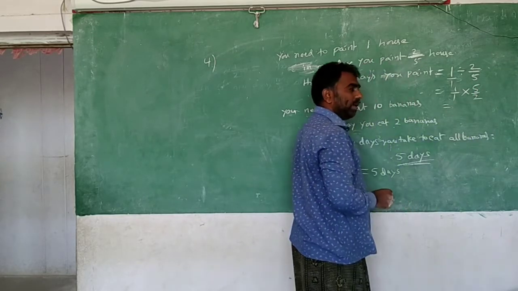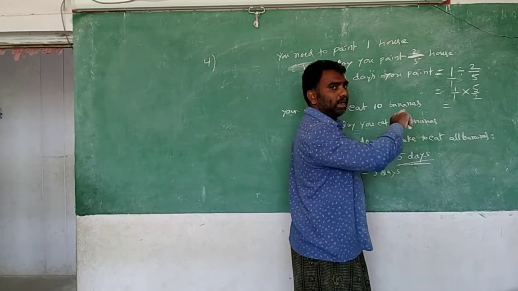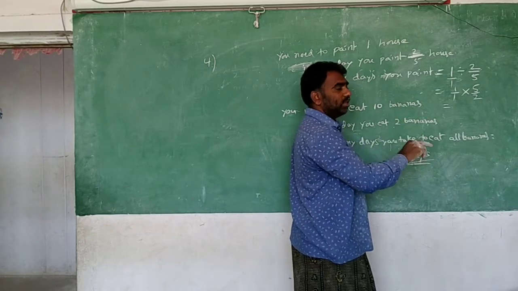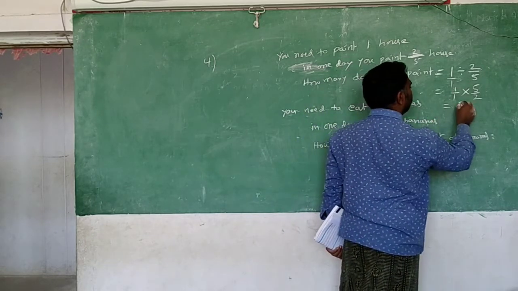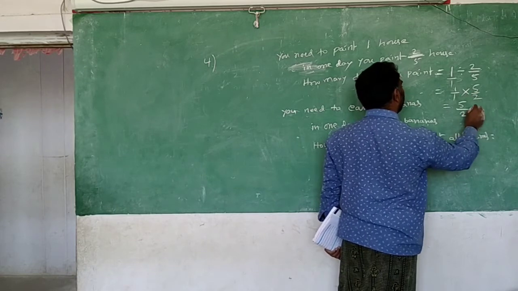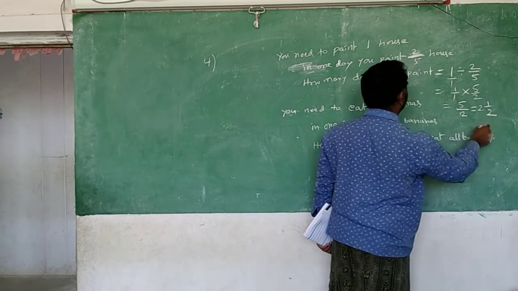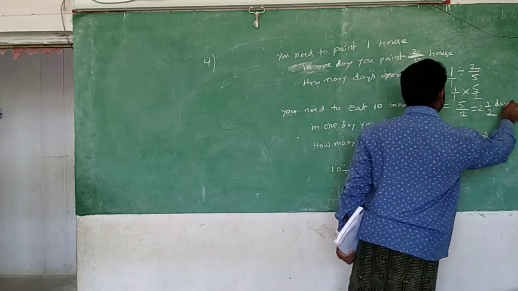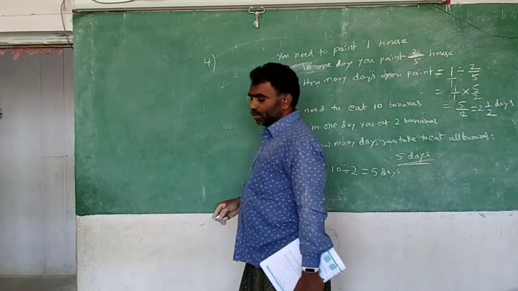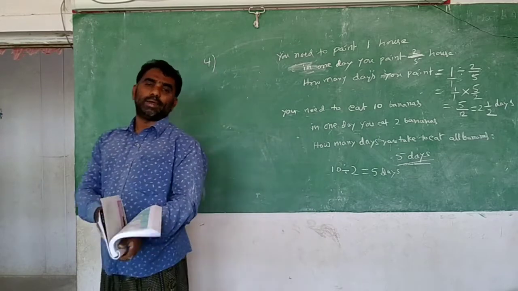Then if you multiply, how do you multiply? You know that. Multiply the numerators and multiply the denominators. 1 5s are 5, 1 2s are 2. This is improper. If you convert this into mixed, 2 1 by 2 days. So this is the method of solving the verbal problem.